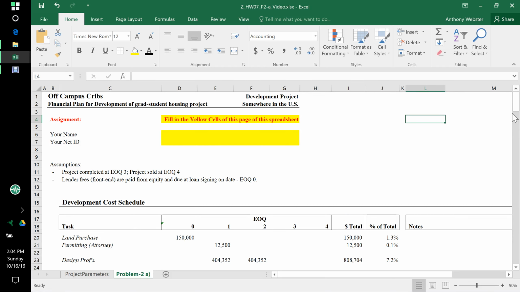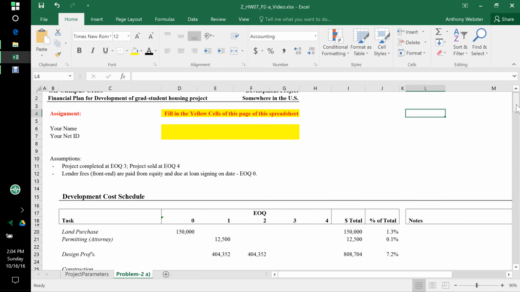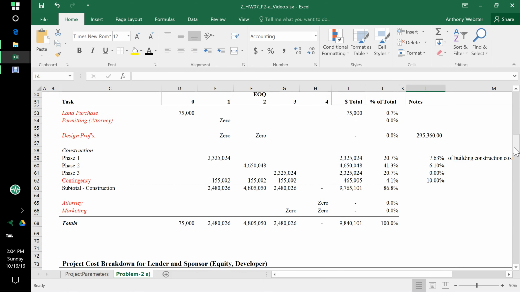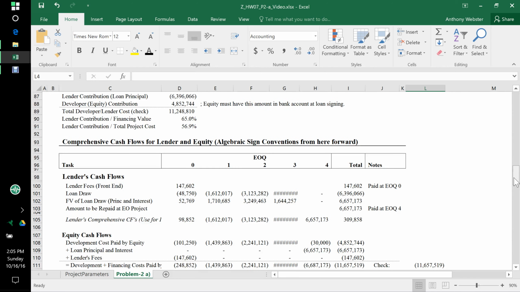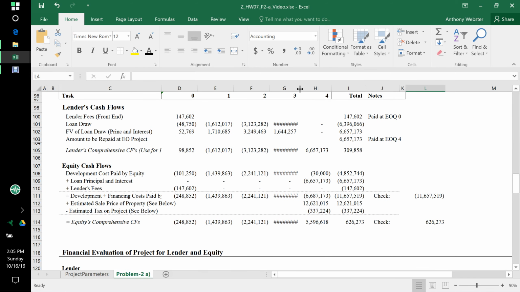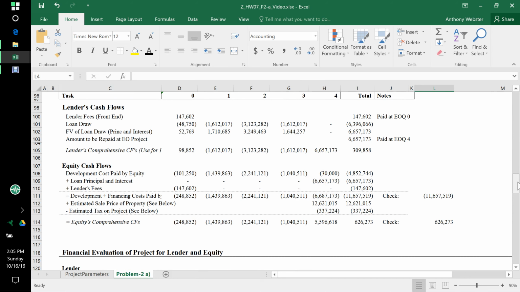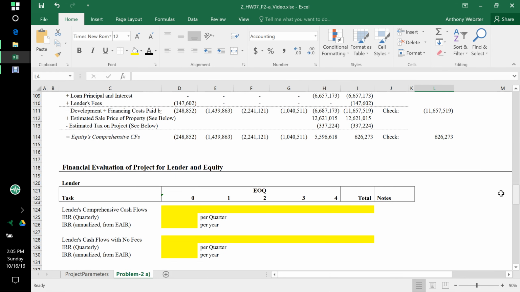Okay, so let me show you how I solved problem P2A in homework 7. I'm just going to scroll down to where we had to find things and show you what I did. This is pretty straightforward. I'm asking for the lender's comprehensive cash flows. And remember that the comprehensive cash flows is just the set of every single cash flow that that player, that participant got in each given period.